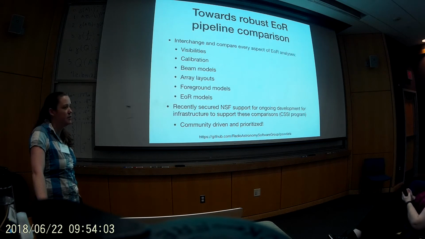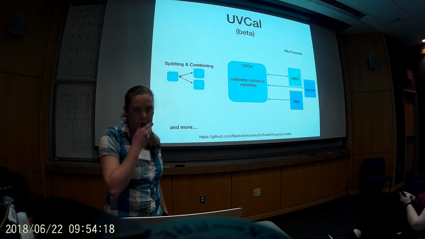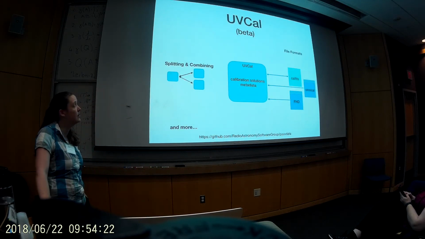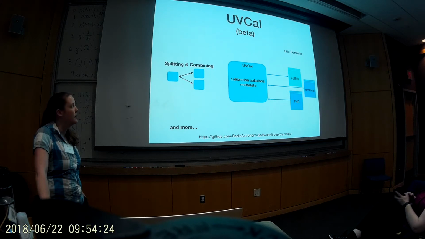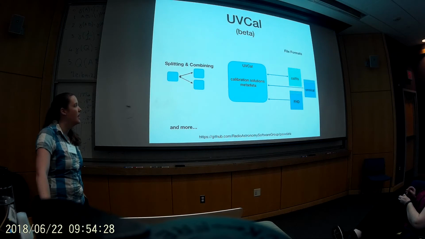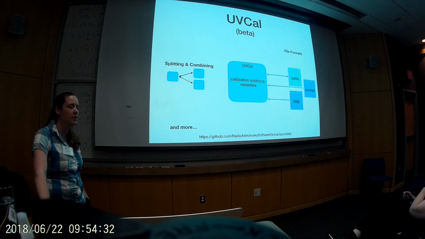As soon as we were able to allow people to interchange visibility files, people started talking about wanting to be able to interchange everything else: calibration models, beam models, array layouts, foreground models, EoR models, and on and on. So there has been some development along some of these aspects. UVCal is, I would say, in beta. It's very similar to UVData, except it supports calibration solutions. And it works with both redundant and sky-based calibration.